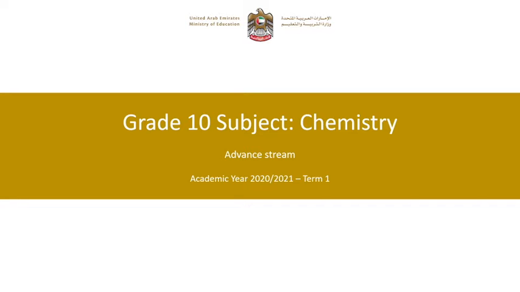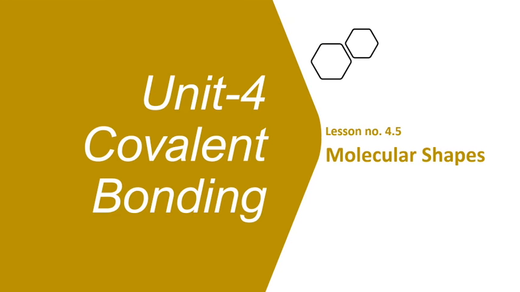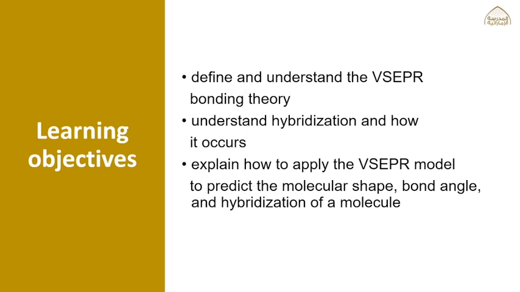Grade 10 Chemistry, Advanced 3. In this lesson, we will be focusing on molecular shapes under Unit 4 Covalent Bonding. At the end of the lesson, you are expected to define and understand VSEPR bonding theory, understand hybridization and how it occurs, explain how to apply the VSEPR model to predict molecular shapes, bond angle, and hybridization of a molecule.